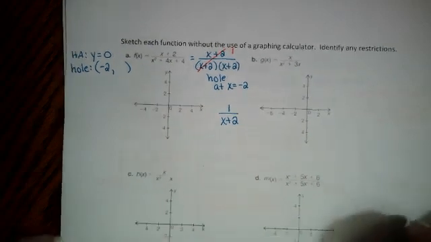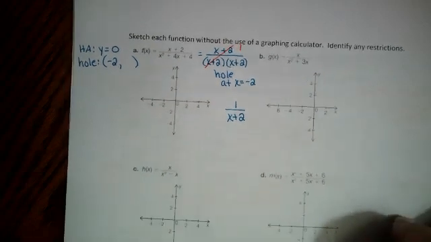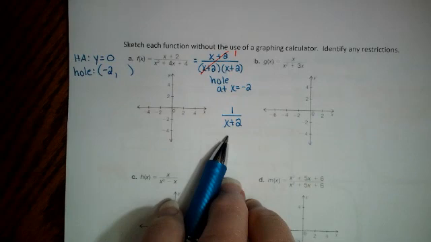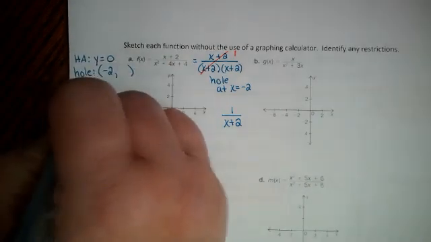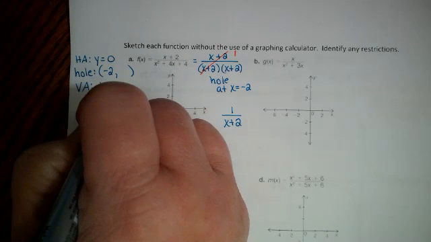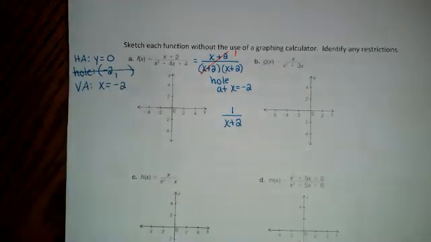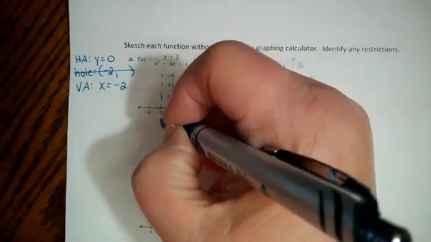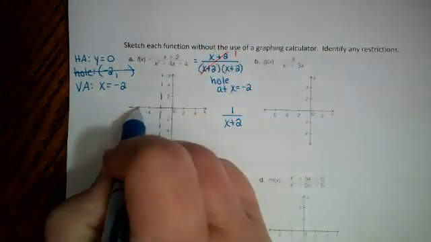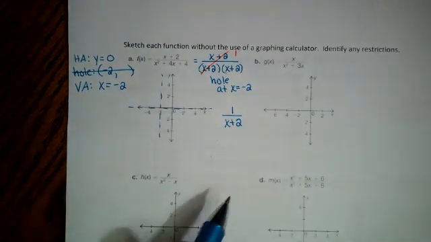So this one is pretty crazy because there's not a hole, because -2 is an x-coordinate that can't be used because that's my vertical asymptote. So this one doesn't actually have a hole. It just has a vertical asymptote at x equals -2. And we have a horizontal asymptote at y equals 0. Kind of a strange example.